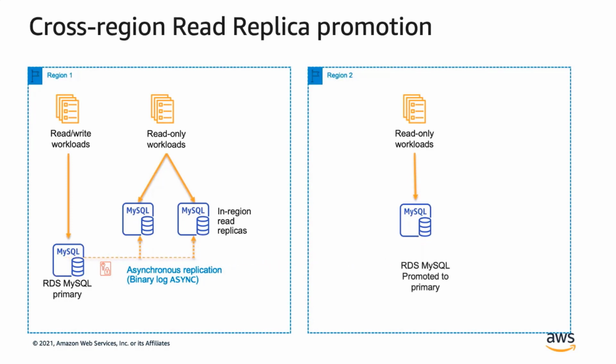In case of a disaster, if you want to have a secondary region as a DR, you can simply promote your secondary region's read replica to its own individual instance. Now it becomes its own primary. So you have that capability with RDS as well.